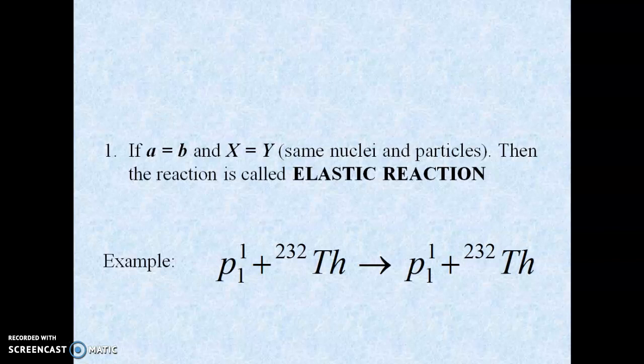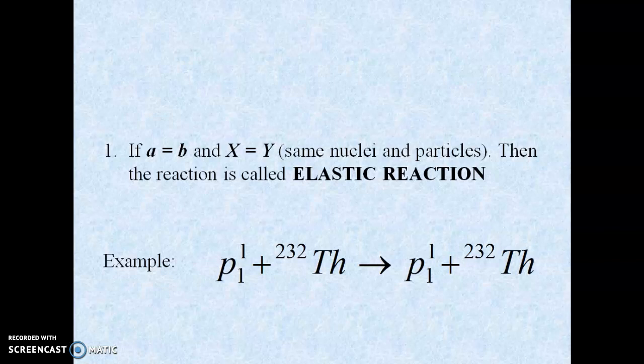In the elastic collision, the projectile and the nucleus collide with no change in the structure of the target nucleus. That means there is no change of energy. There is a little change in the direction, but no change in energy or the structure of the target nucleus. That type of reaction we call an elastic reaction.